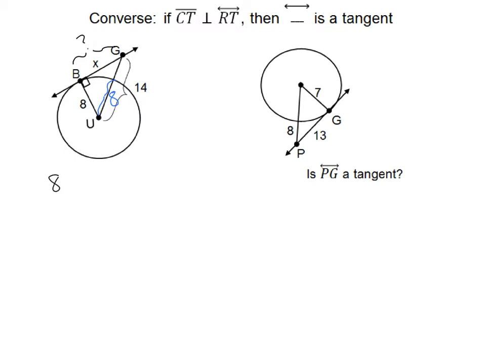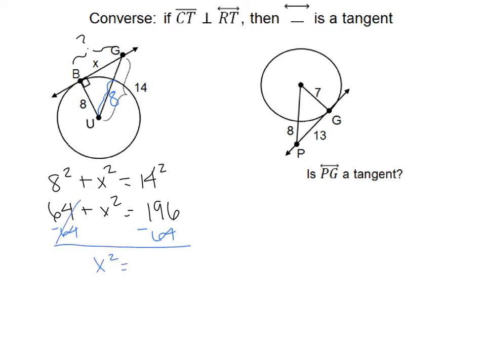So, in setting up Pythagorean theorem, we'd have 8 squared plus x squared equals 14 squared. All right, 64 plus x squared equals 196. Subtracting 64 from both sides, you get x squared equals 132. And of course, last but not least, take the square root of that, and x equals approximately 11.49.